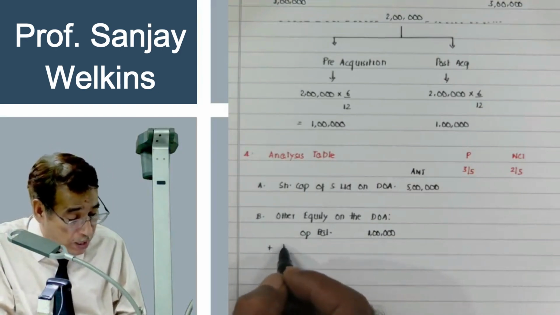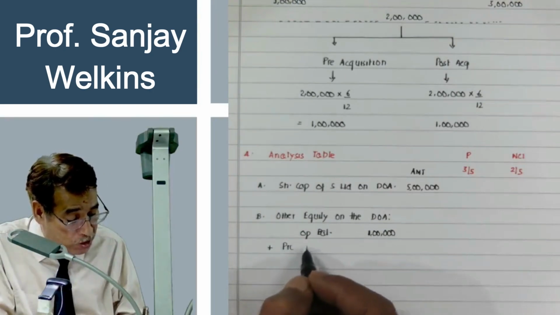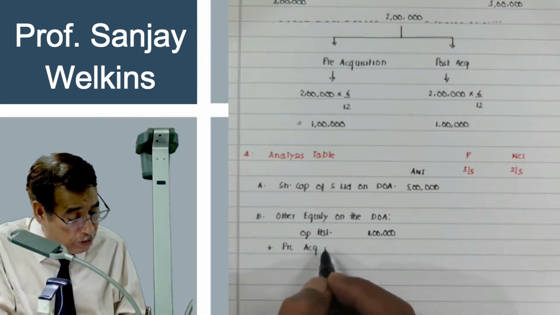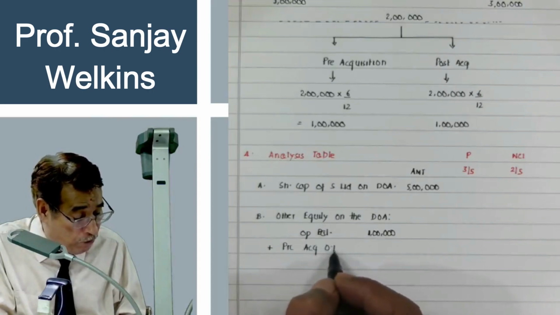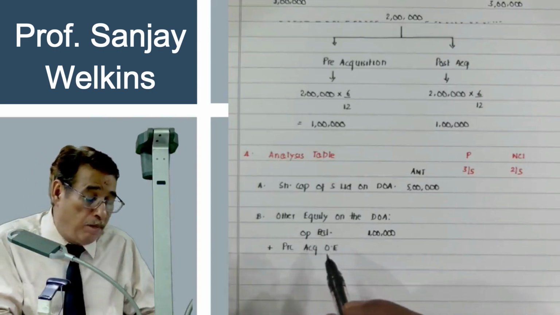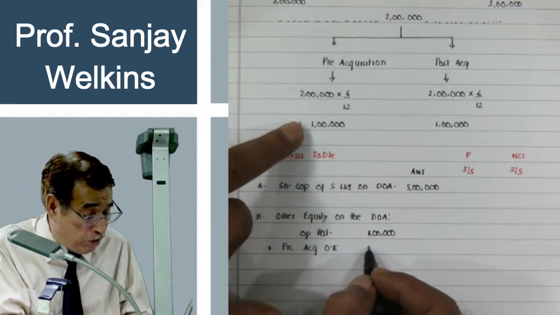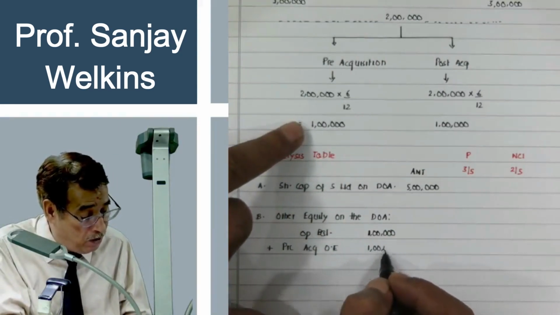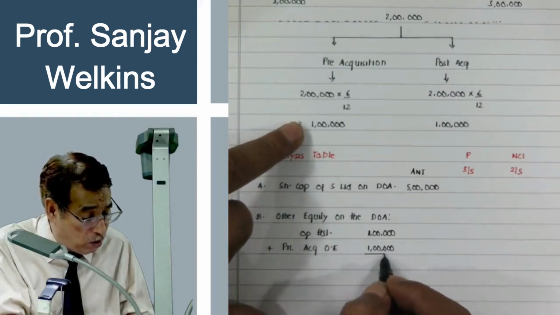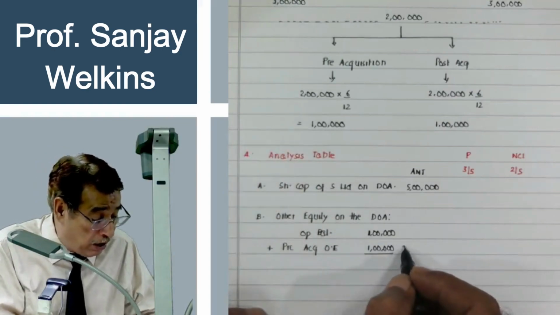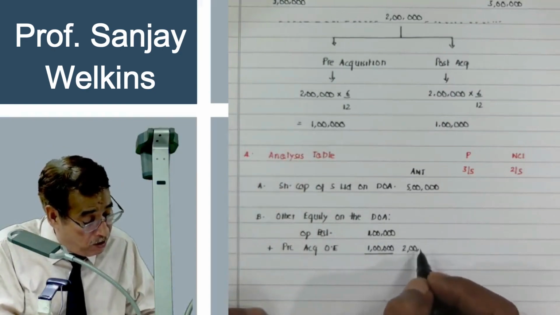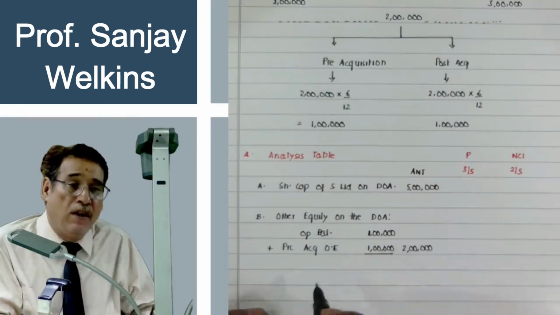Now I am going to add here pre-acquisition other equity. Why am I going to add it here? Because in the first 6 months, the subsidiary company earned a pre-acquisition equity of 1 lakh. So logically it means on the date of acquisition, other equity was 2 lakh. This is the point. Is it clear to you?